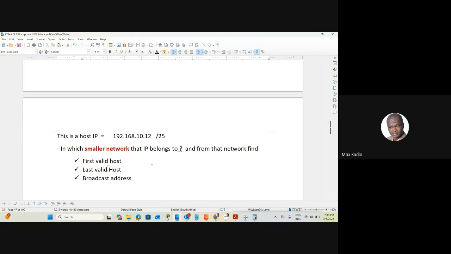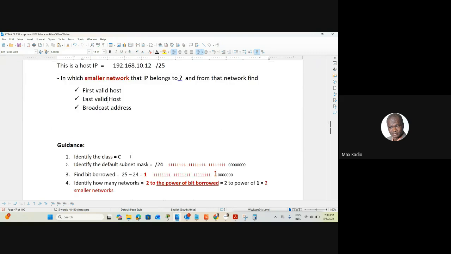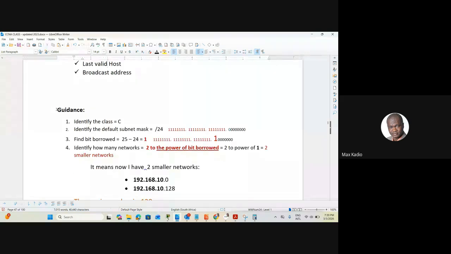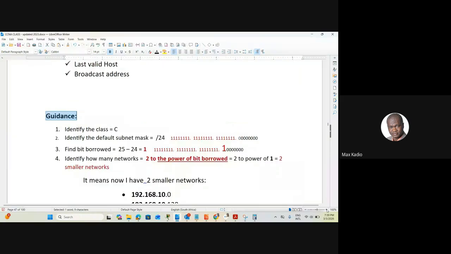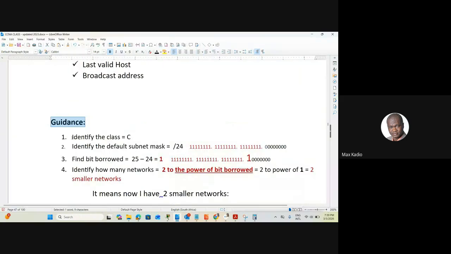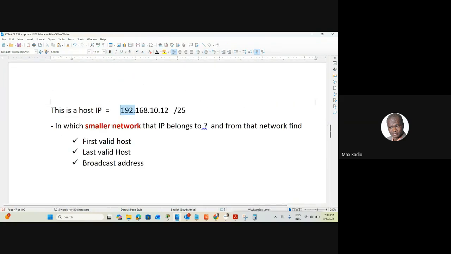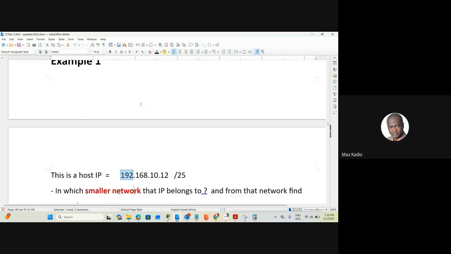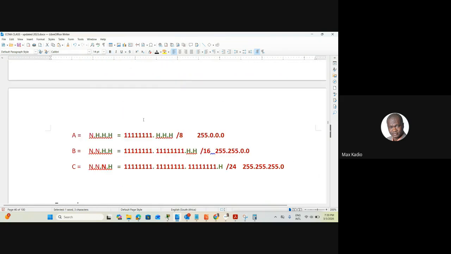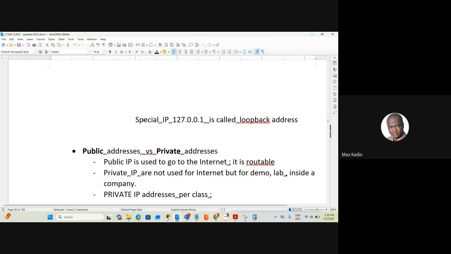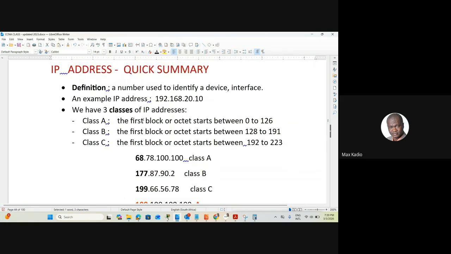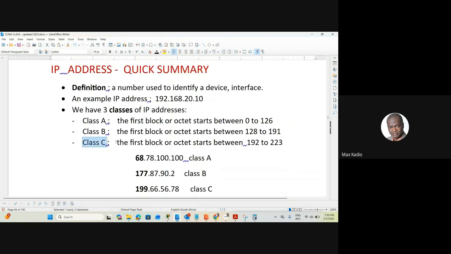Okay, so let's jump in. When you have such an example, you start with the guidance. Step 1, identify this IP's class. You see this 192, the first block is 192. Remember the classes now? Class C. The first block is between this. See?